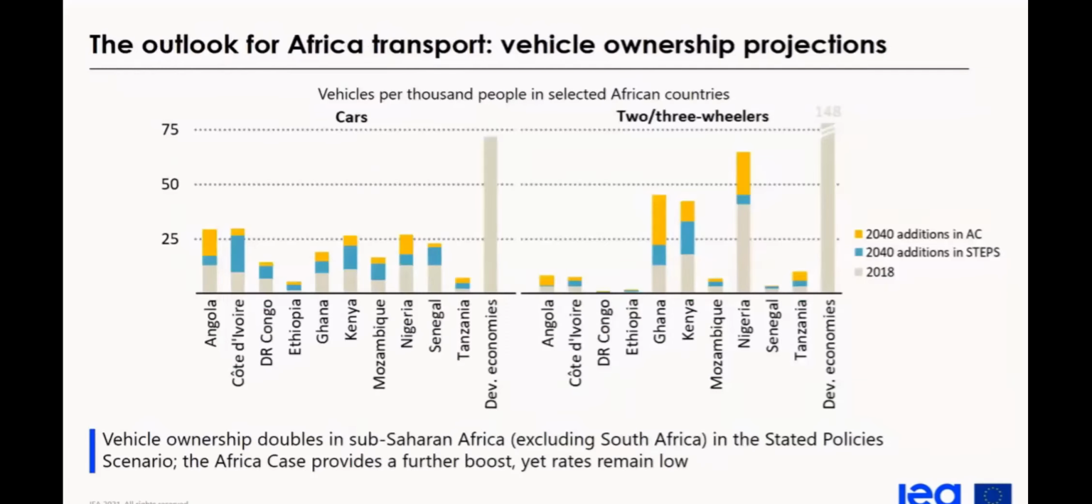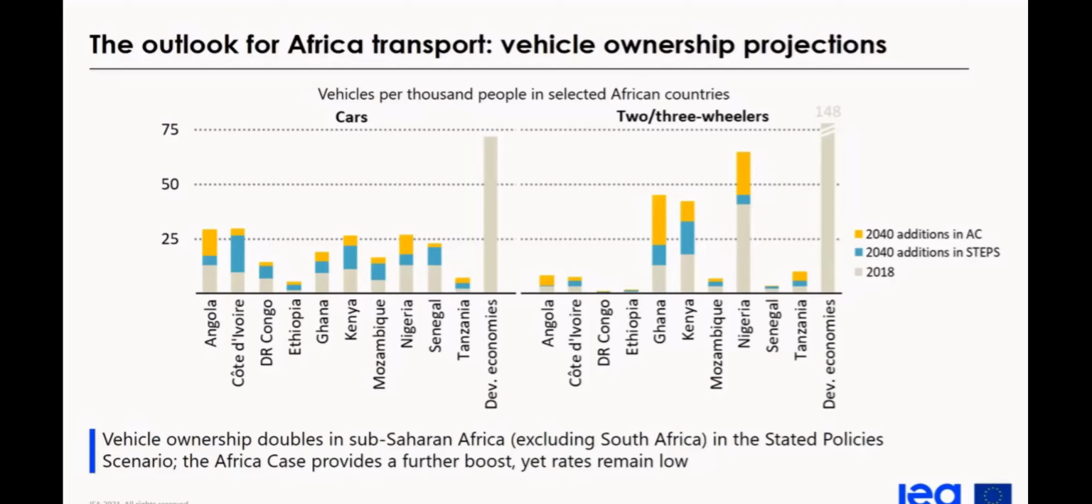Again, if we look at one analysis we have done on the future of Africa transport, we can focus on evolution of vehicle ownership, and here we have made projections on the level of cars and two and three wheelers owned by thousands of people in Africa. The key message is that it is expected to grow very fast, to grow further in the Africa case scenario.